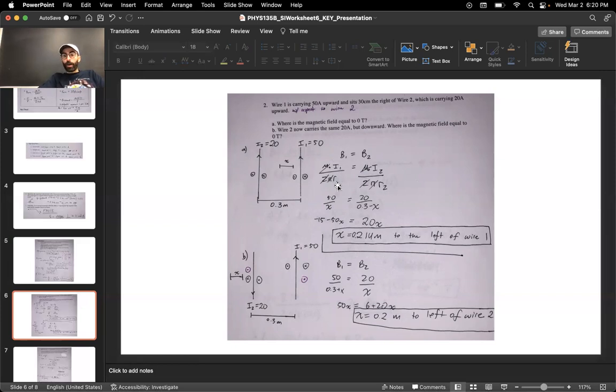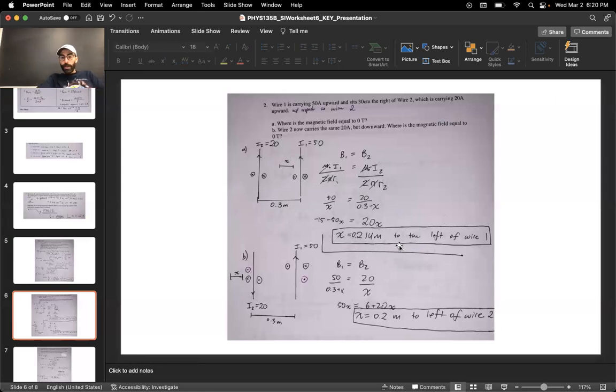And now I have I1 over R1 and then I2 over R2. We know I1, we know I2. R1 is what I'm going to call this distance x. And then what's R2? It's just this total distance they're apart minus x, right? That's just your algebra. Just solve this equation now, and you'll get 0.214 meters to the left of wire 1.